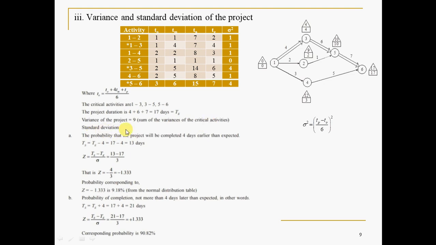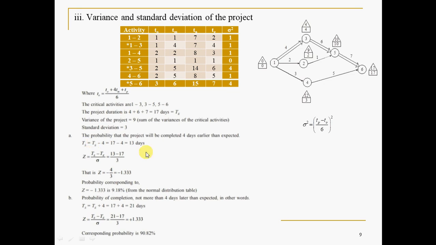Standard deviation is denoted by sigma. Sigma, you got it. Why do you want to calculate the sigma? To calculate the probability. In the equation you have sigma, hence sigma is also required. So that is the reason why you have calculated sigma square and in turn sigma.